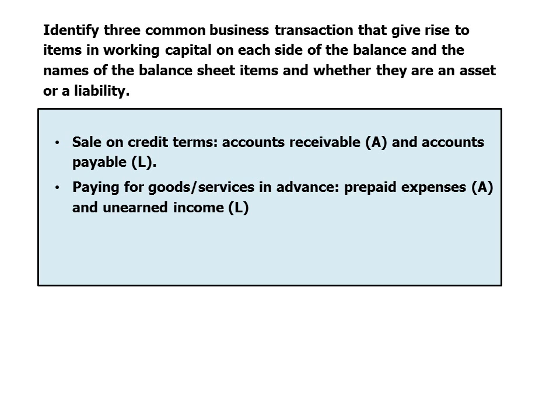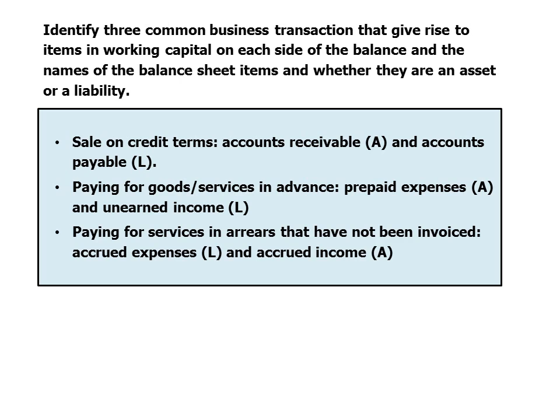Next one, paying for goods or services in advance. On the customer side, this results in an asset, prepaid expenses, and on the supplier side, a liability, unearned income. And finally, paying for services in arrears that have not been invoiced. At the customer, we have a liability, accrued expenses, and at the supplier, an asset, accrued income.